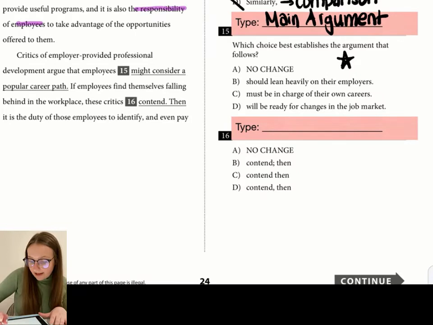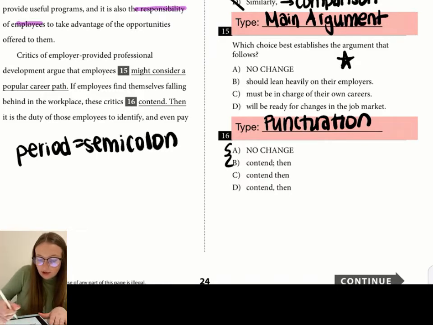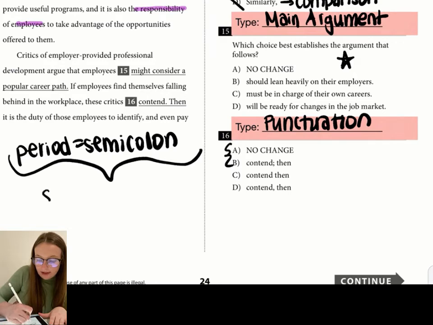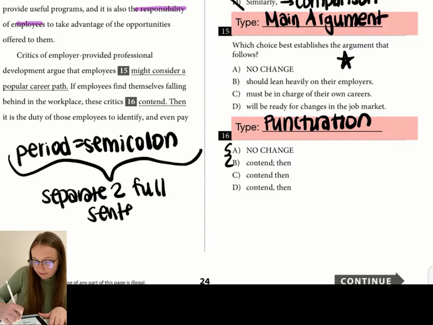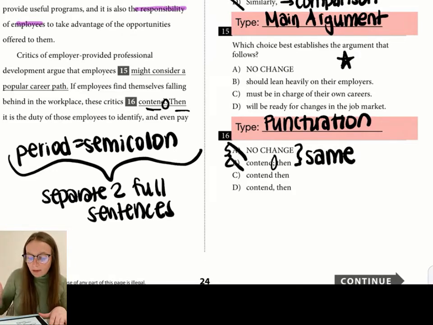So looking now at number 16, this again is definitely a punctuation question. So I first want to talk about choices A and B. So a period and a semicolon on the SAT are identical answer choices. They do exactly the same thing. Their purpose is to separate two full sentences. So because choices A and B have exactly the same punctuation, a period and a semicolon, and the same wording, contend and then, we can knock out both of those choices because we know that these are exactly the same answer choice. So then we're between C and D.